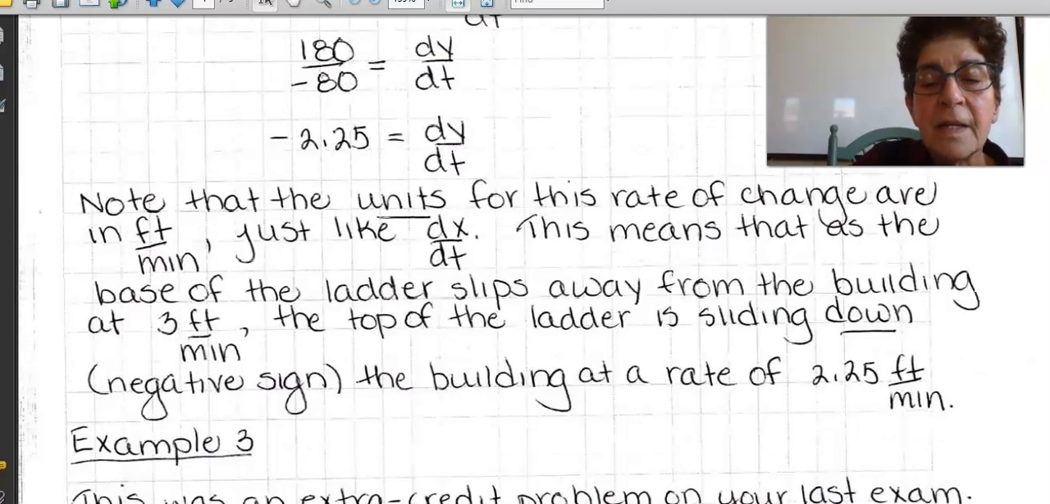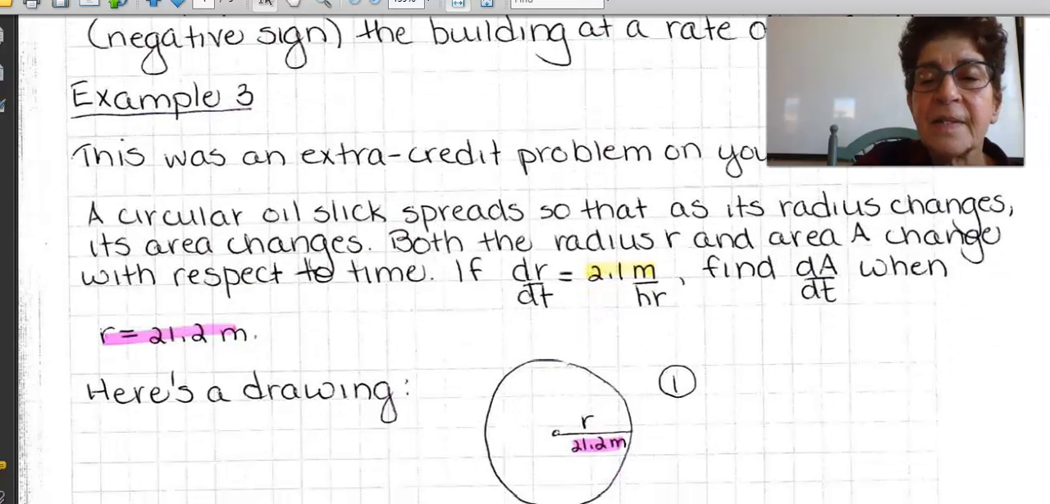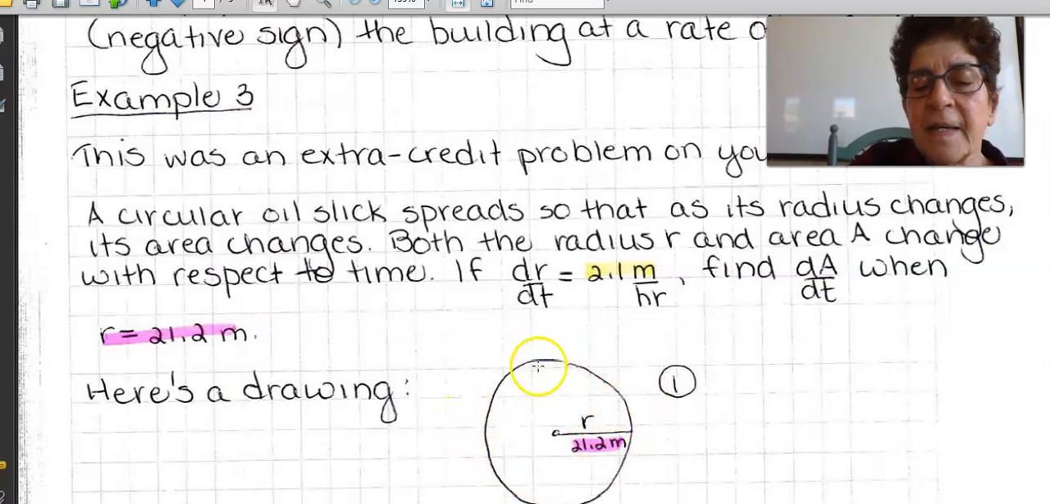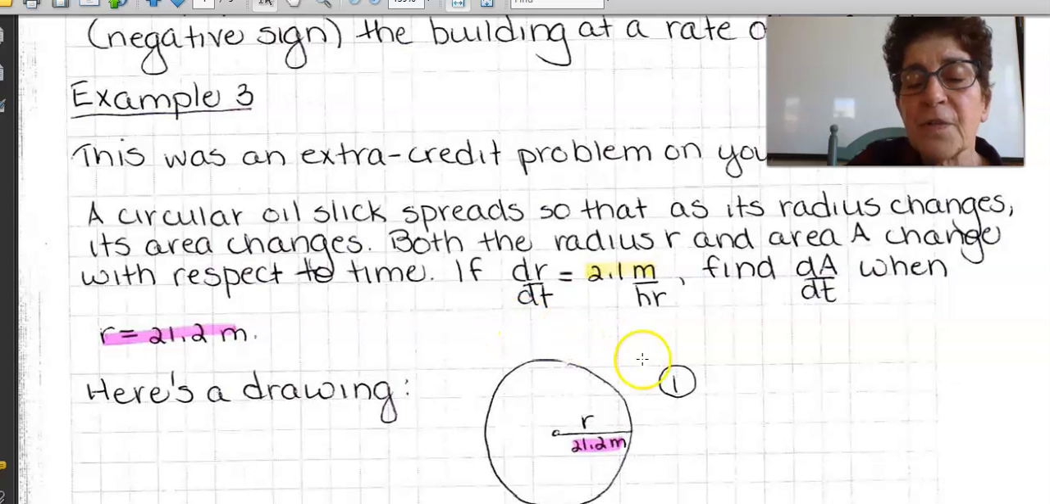Let's take a look at another problem. This was an extra credit problem on your last exam, you might remember it. Suppose we have an oil slick on the surface of the ocean or a lake. Okay, you might have some experience with things like soap slicks or whatever spreading on the surface of water, and you know as the radius of the circular slick increases, the area is going to get bigger, so the circle is going to get larger.